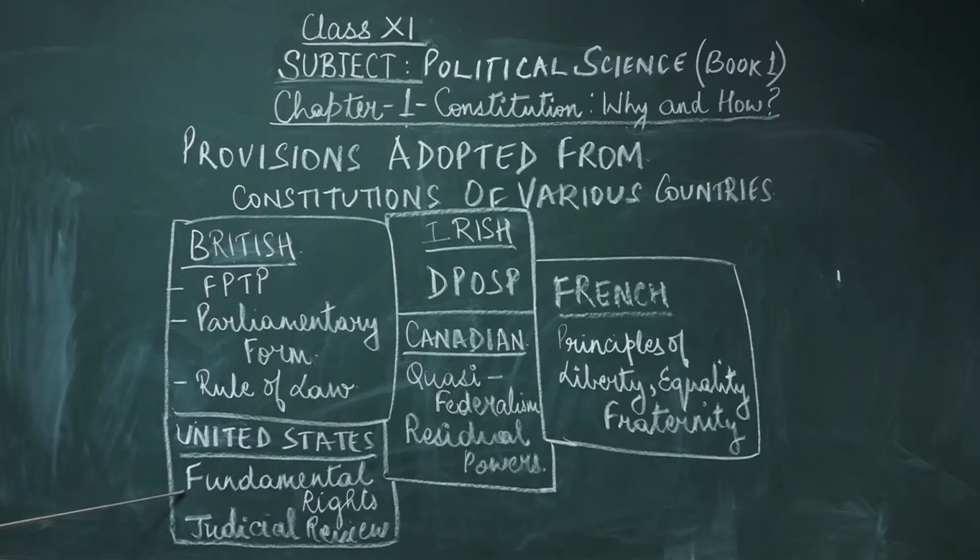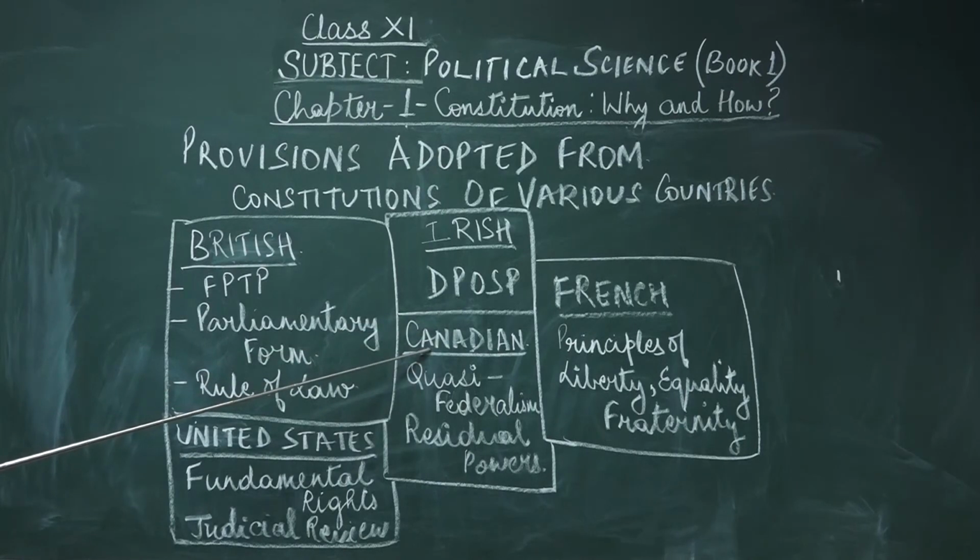The fundamental rights which we have in our constitution and the concept of judicial review, that is we can ask for a review of our judicial statements, was picked up from the United States. From the Irish Constitution, we picked up DPSP, that is Directive Principles of State Policy. Those are some directives which are given to states that they have to work for the benefit of its citizens.